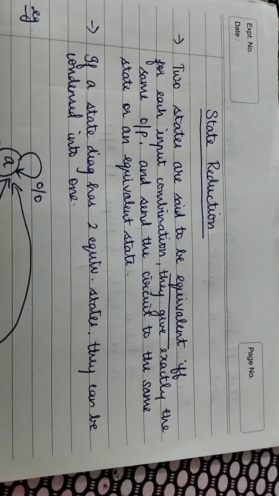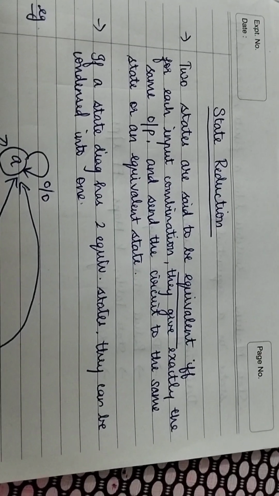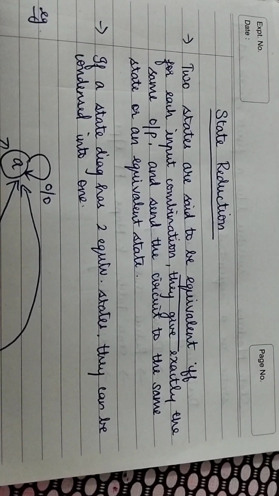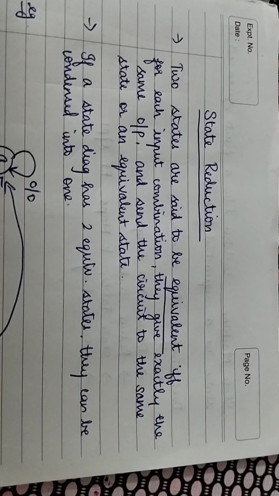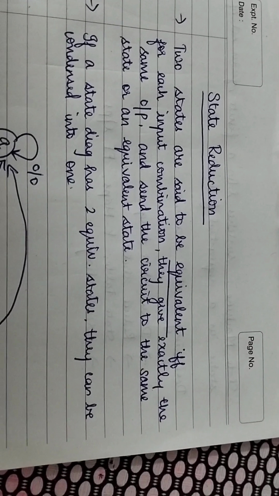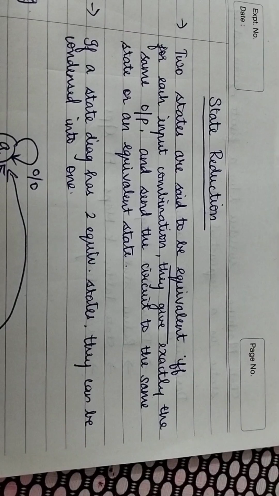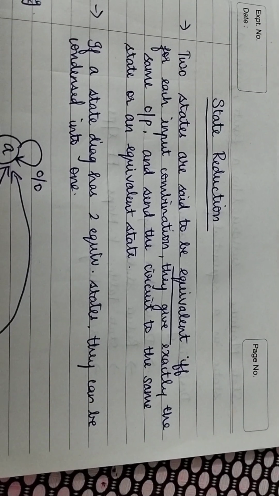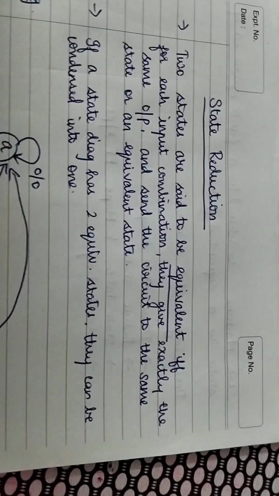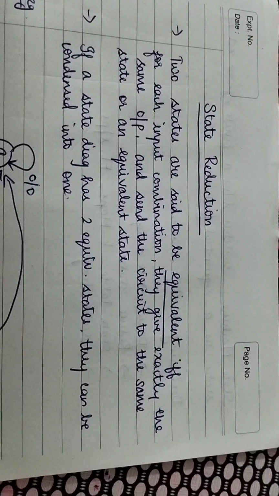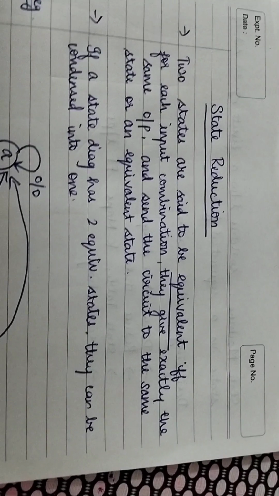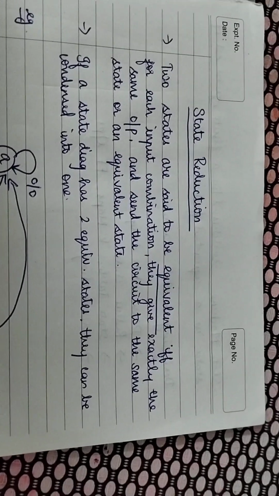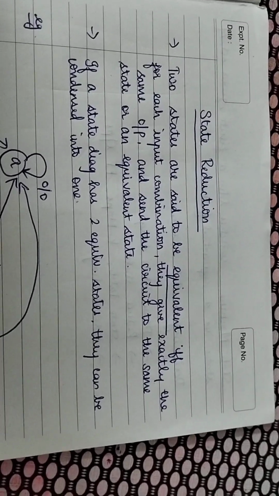So instead of having two states A and D, wherever I have D, I can replace it with A and bring it all in terms of A. So two states are said to be equivalent if and only if for each input combination they give the same output and send the circuit to the same state or to an equivalent state. And if a state diagram has two equivalent states, they can be condensed into one, which is what I just explained, and we will understand this better when we look at an example.